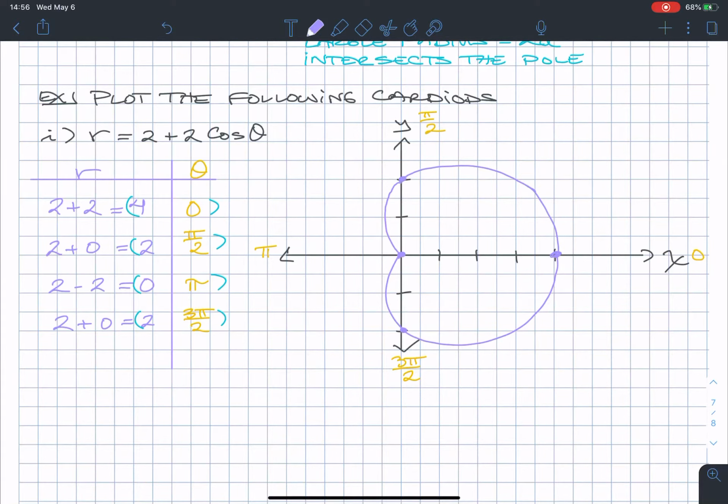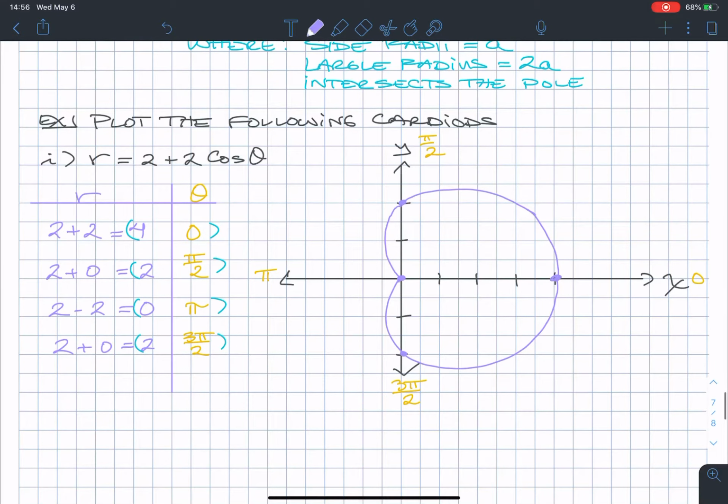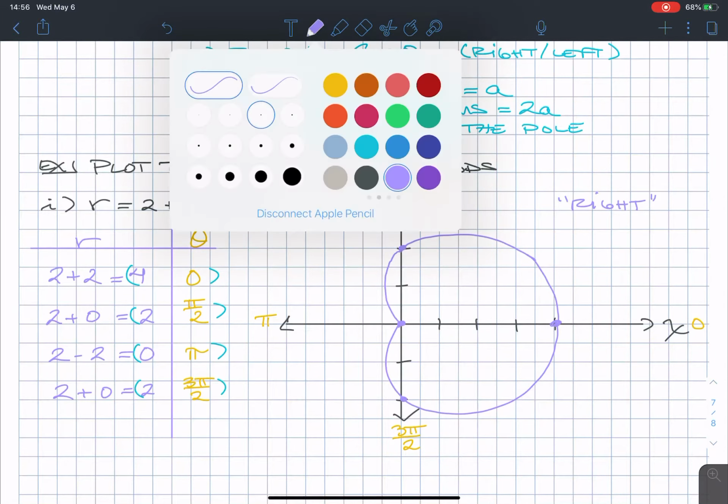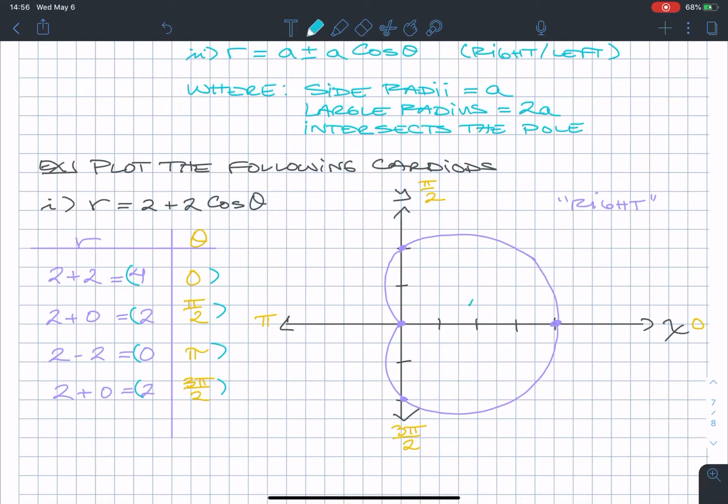Okay, good enough. So notice that this is oriented to the right because it's positive cosine. So the large radius that I was talking about is twice a, namely 4. The side radii are a, which is up and down, here 2. So notice that this has length 4 for my large radius, and it has length 2 for my side radii, and it intersects the pole.